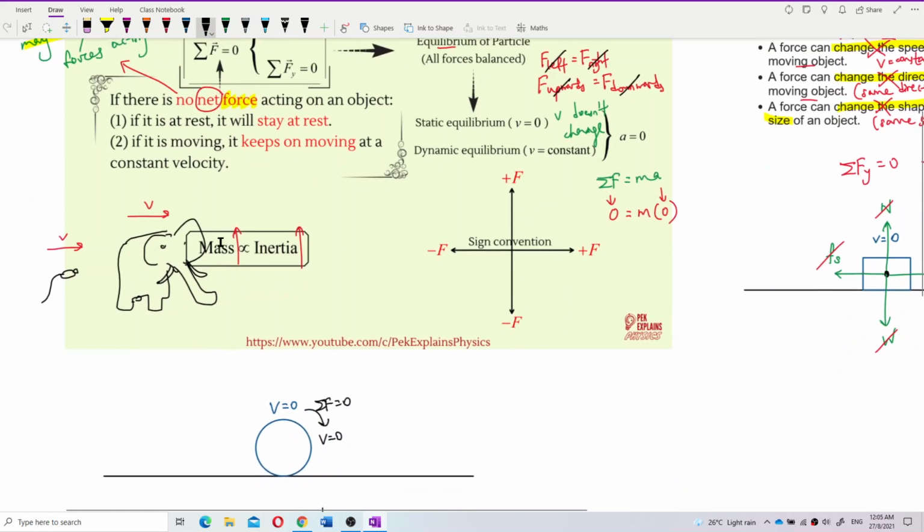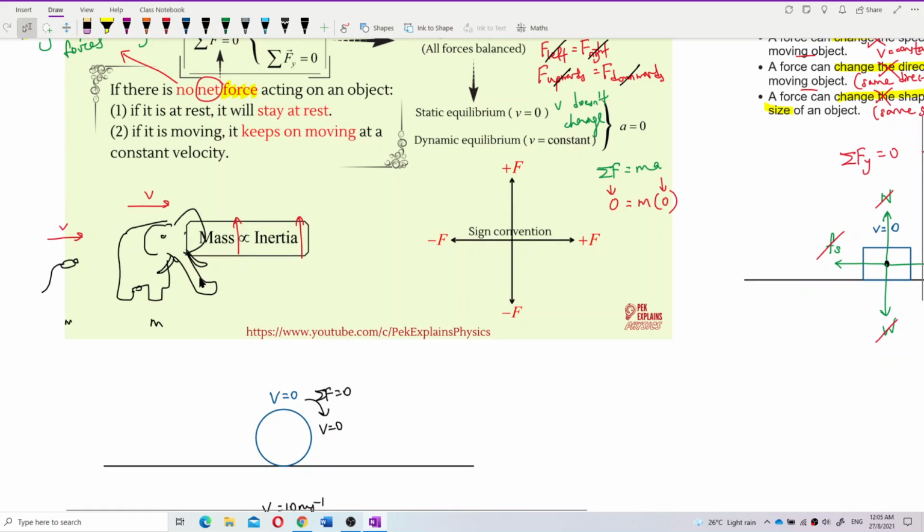Of course, the elephant has higher inertia because of the mass. The mass of the mouse is so small, but the mass of the elephant is so high. So the inertia for the elephant is much higher, and the inertia for the mouse is much lower. That means the elephant is harder to stop. Because it has higher mass and higher inertia, it is harder to stop the elephant from moving compared to the mouse, which is easier to stop because it has lower inertia.